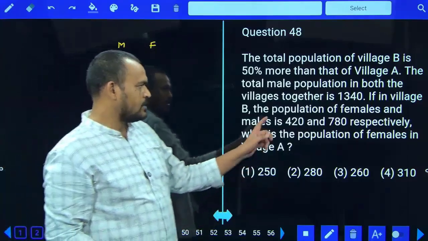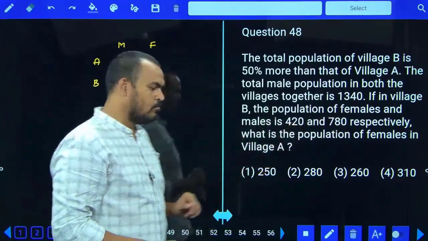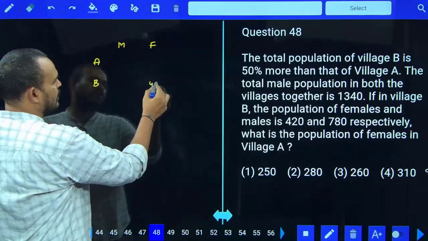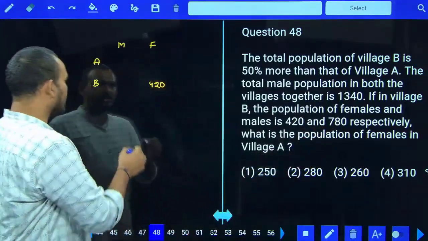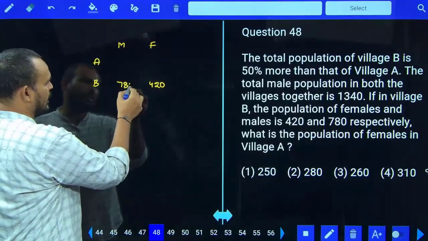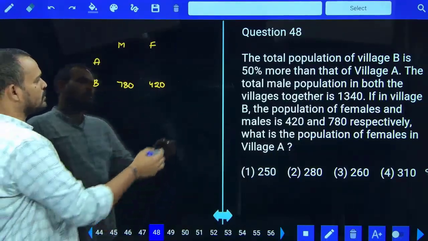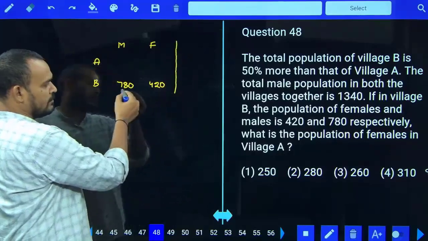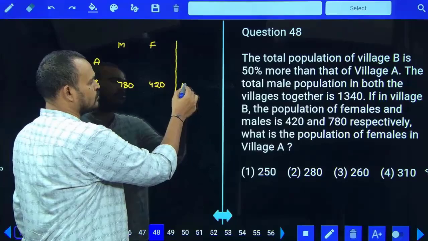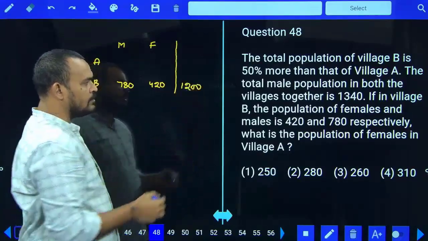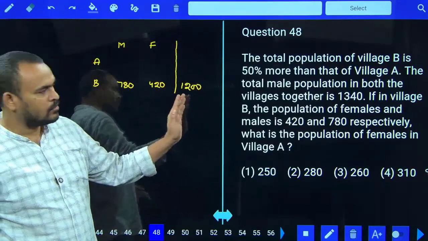First of all, in village B, the female value is given as how much? 420. Village B female value is 420. Village B male value is 780. What is the total population of village B? 780 plus 420 is 1200. So village B total population is 1200.